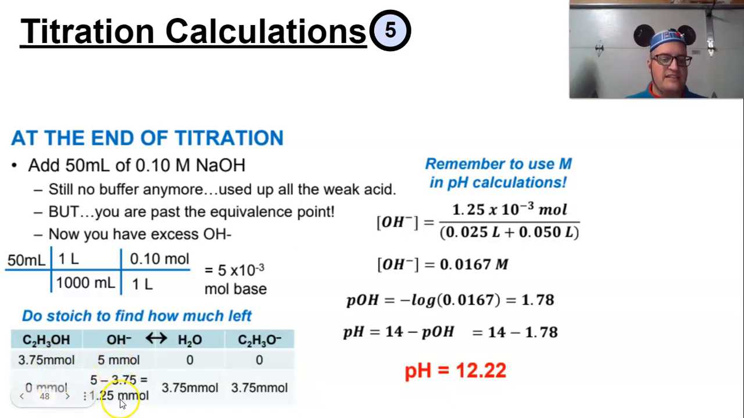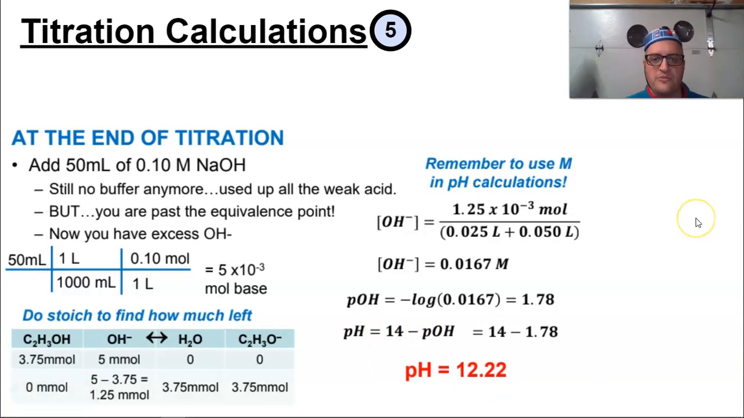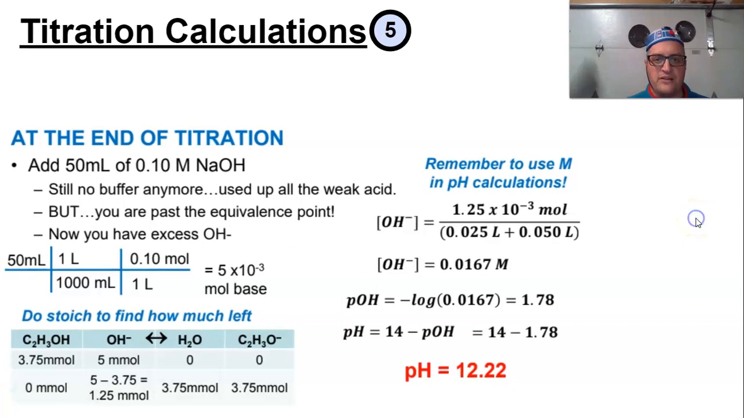But we have this as an excess reactant, our 1.25 moles. So from there, we have our moles over our total volume. Again, watch that total volume to get you your hydroxide, pOH, pH 12.22. Makes a lot of sense because it's pretty high up there. All right, so some final things to wrap up this section.